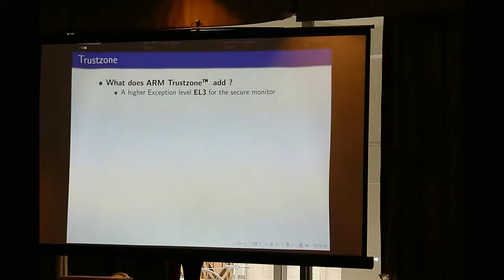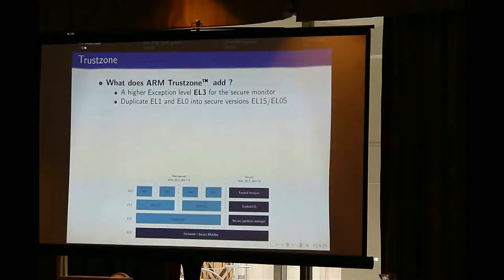So what does ARM TrustZone add? It adds higher exception levels, which in ARM work reversely from Intel. Higher exception levels are more secure, lower are more user. EL0 is the user exception level, and EL3 is the highest exception level. It duplicates EL1 and EL0, where EL1 was the kernel execution level for ARM, and creates a trusted version of those two execution levels. This trusted version has the possibility to label memory transactions inside AXI and inside caches, and based on this label, devices and caches can enforce some properties.